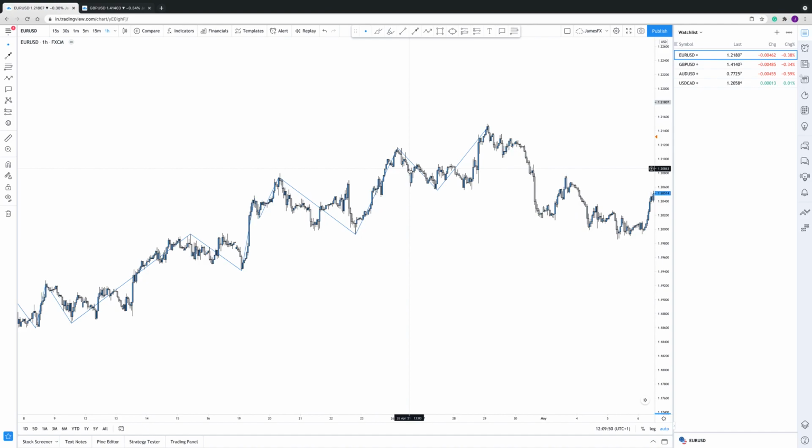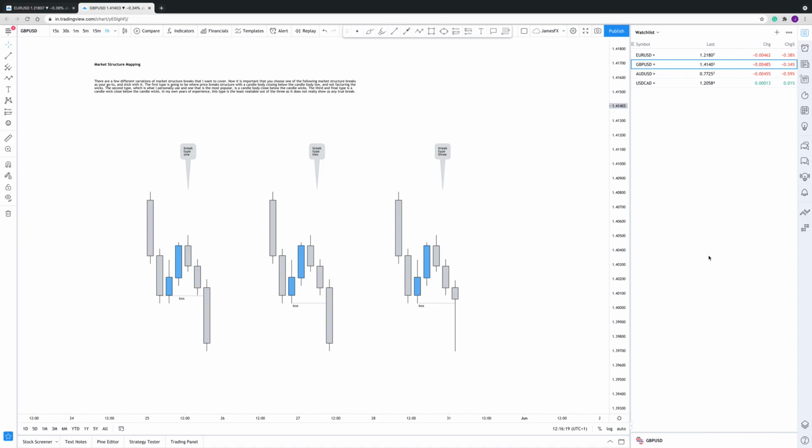Okay, so now let's get into market structure mapping and the different types of structure breaks. Now getting into market structure mapping, there's a few different variations of market structure breaks that I want to cover. Now it is important that you choose one of the following as your market structure break and as your go-to to stick with, and be consistent with it.